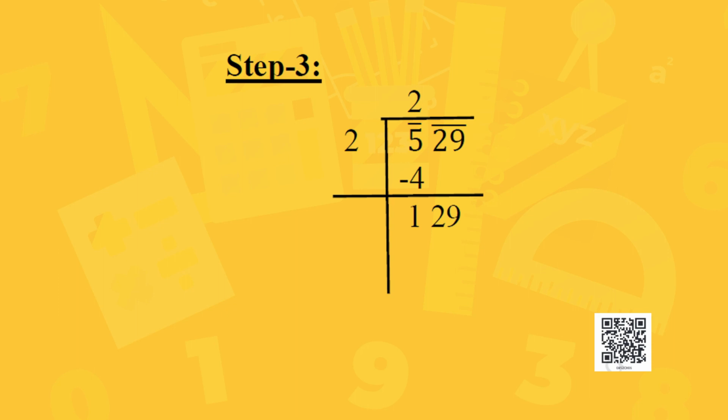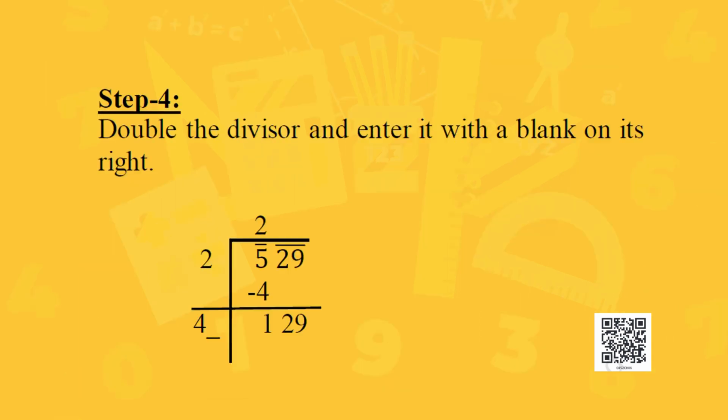In our next step, bring down the number under the next bar. Here the number under the next bar is 29. Bring this number to the right of the remainder, so we get a new dividend, 129. Moving on to step 4, double the divisor and enter it with a blank on its right. When we double the divisor 2, we get 4, and we put a blank on the right of 4.